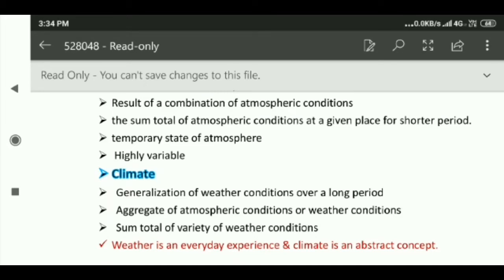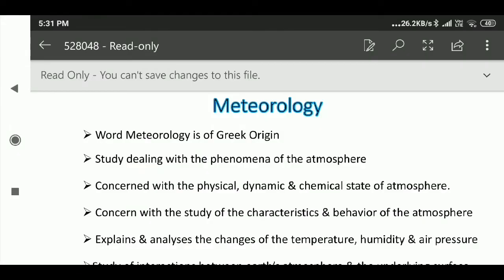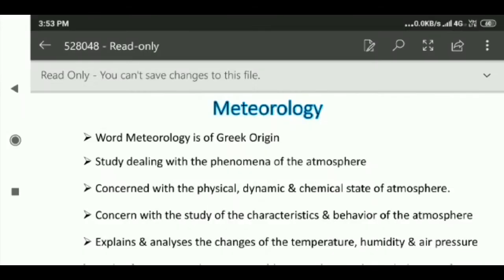On the basis of this basic information, now we move towards our main point, that is meteorology and climatology. There is a close relationship between meteorology and climatology. First, we study meteorology. The word meteorology is of Greek origin, which literally means a discourse on things above.